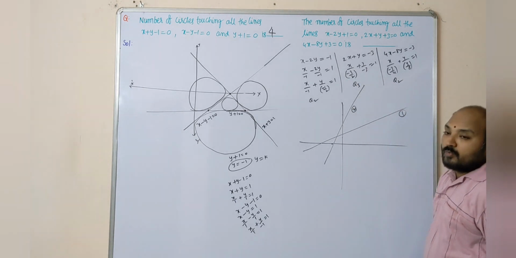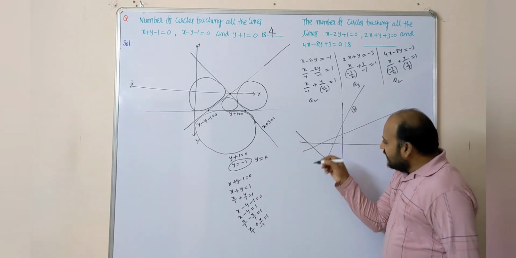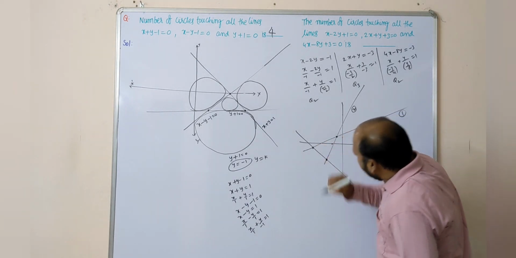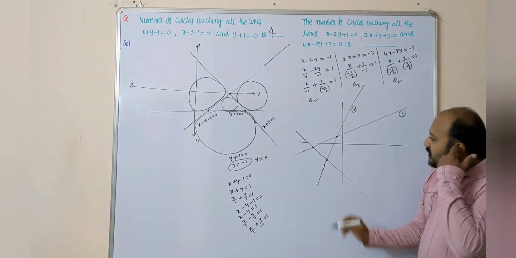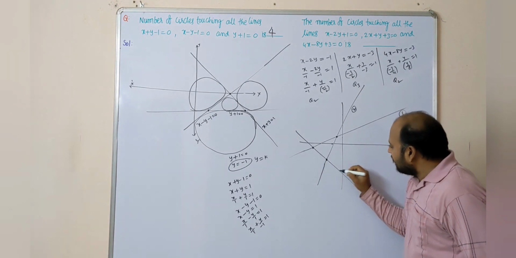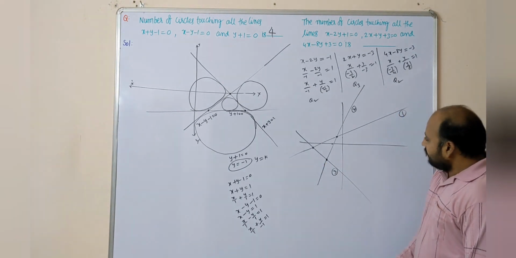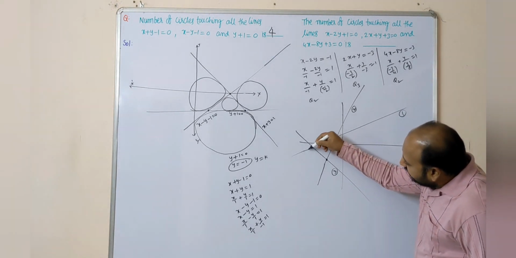Both are negative. So both are negative means what? Which are intersecting this point and this point. Just you have to extend this line. This is the third line. This is the first line. This is the second line. Observe that third line. This is the second line. This is the first line.